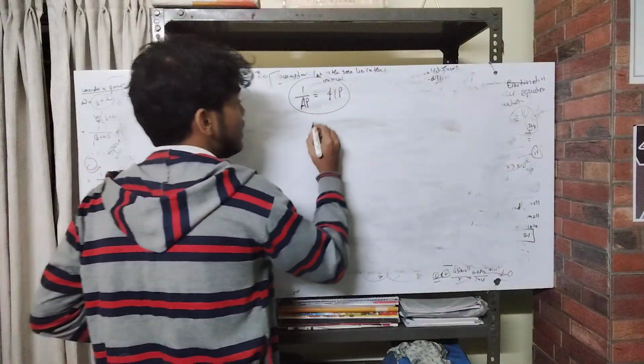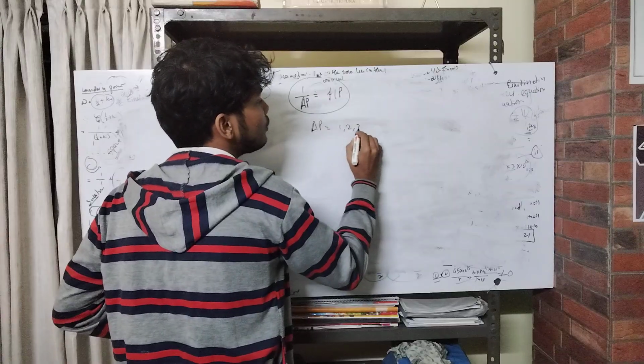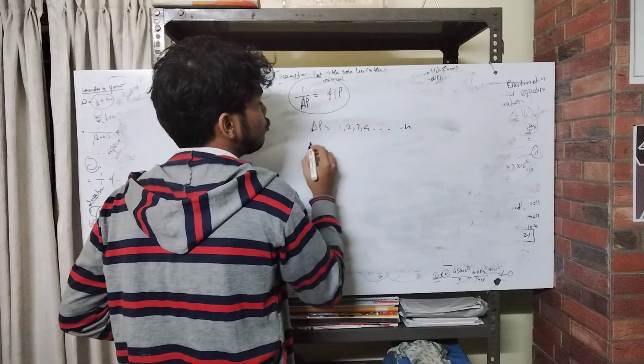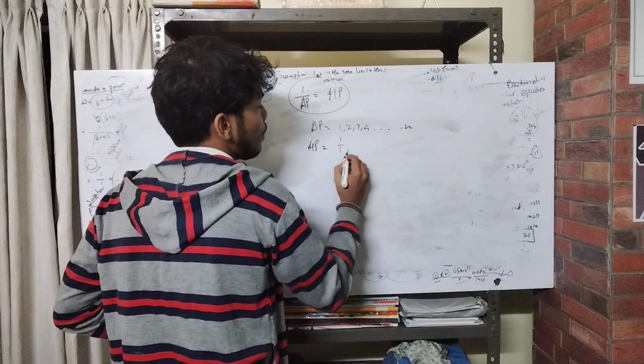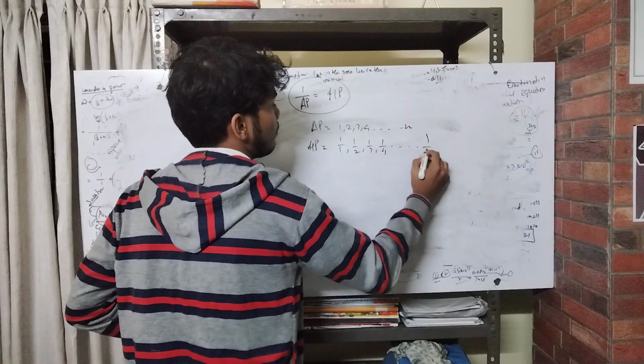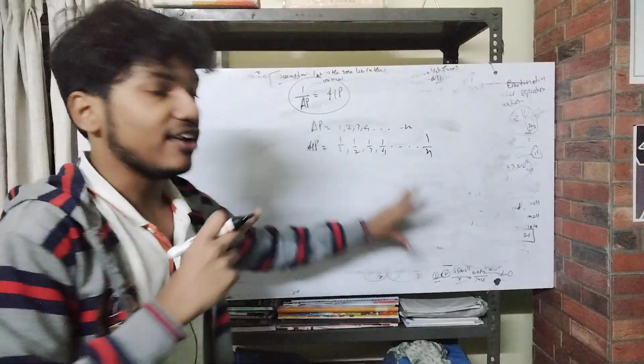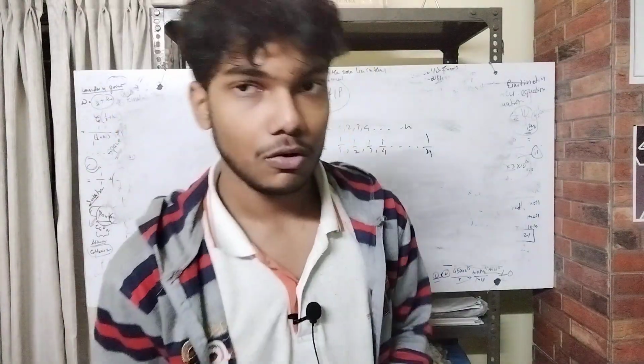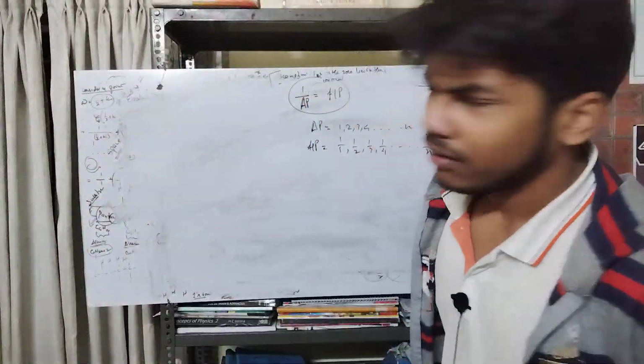Now if there is an AP 1, 2, 3, 4 up to n, then the HP will be 1 by 1, 1 by 2, 1 by 3, 1 by 4 up to 1 by n. So this is the HP. Okay, yeah, there is nothing more to do.